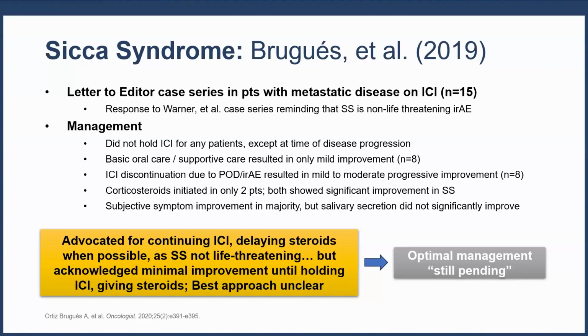So this letter to the editor was interesting because it advocated for continuing immune checkpoint inhibition, which is clearly our goal. We want to maximize ICI therapy for everyone we can and delay steroids when we can, because this is not a life-threatening disorder with dry mouth. But they did acknowledge that there was not really significant improvement until they did hold ICI therapy and gave steroids in those few cases. And so what they highlighted is that we just really don't know. Their title even said optimal management still pending.